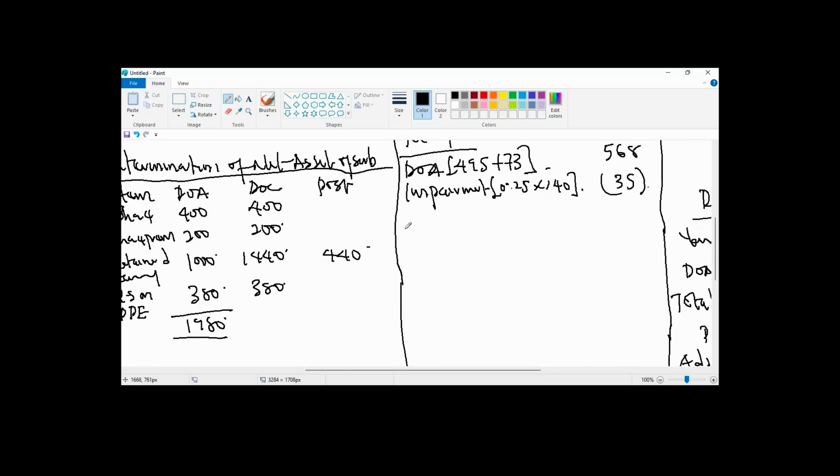Then share profits. 0.25 times 140. That's all. 0.25. 110. That is it.